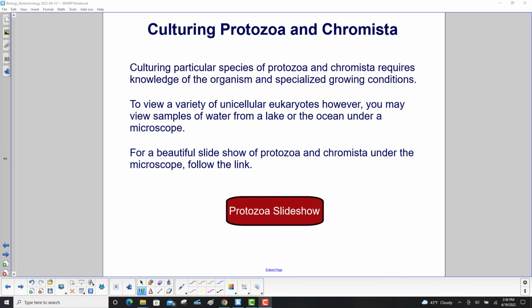Culturing particular species of Protozoa and Chromista requires knowledge of the organism and specialized growing conditions. To view a variety of unicellular eukaryotes, however, you may view samples of water from a lake or the ocean under a microscope. For a beautiful slideshow of Protozoa and Chromista under the microscope, follow the link below.